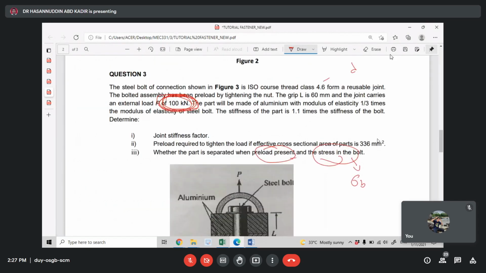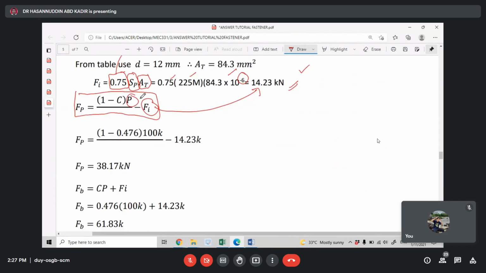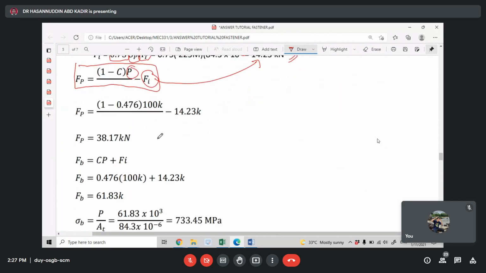We call it the external load. Okay, this is the external load, capital P. External load, this one, just in Newton. Get the value of the external load, and then you can get the value of FP. So FP, you still remember that the part is always in compression. Compression means we are always in minus.